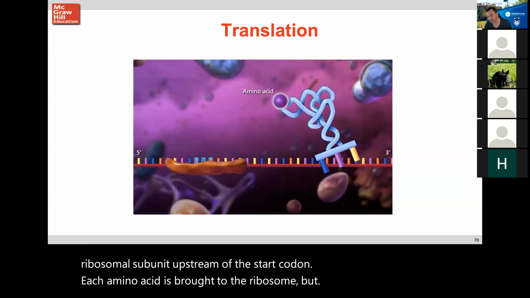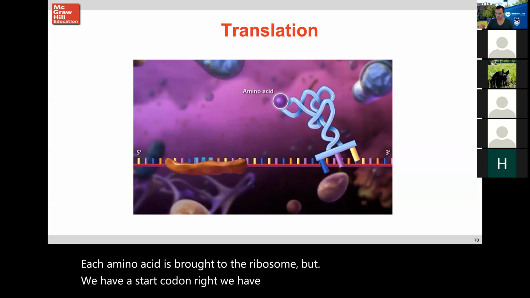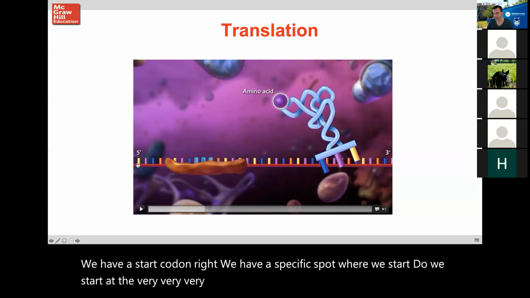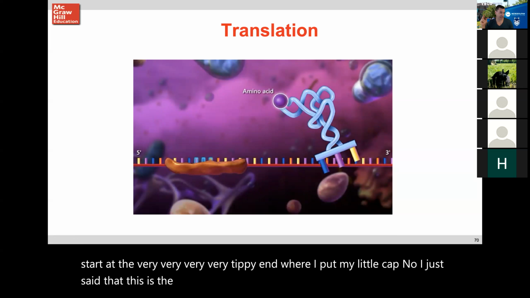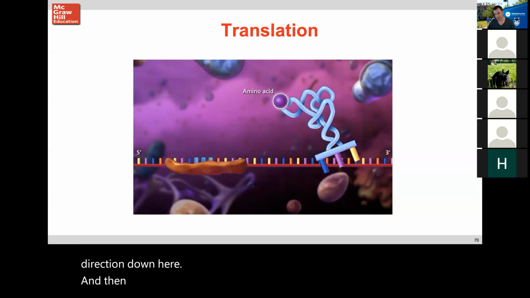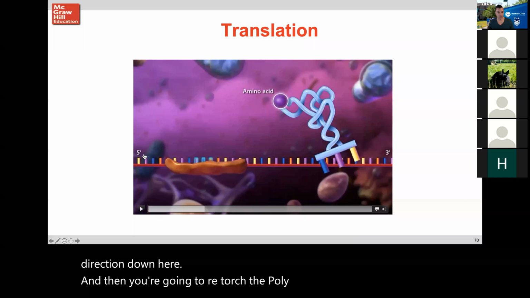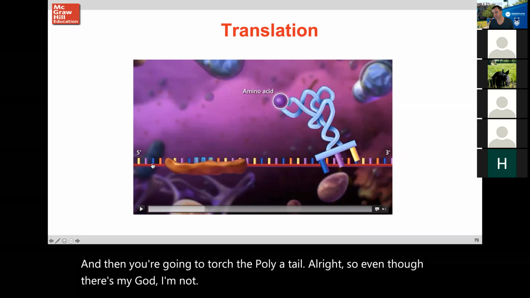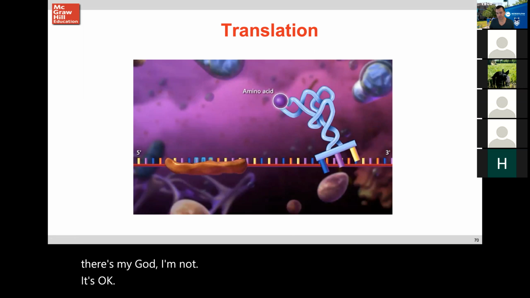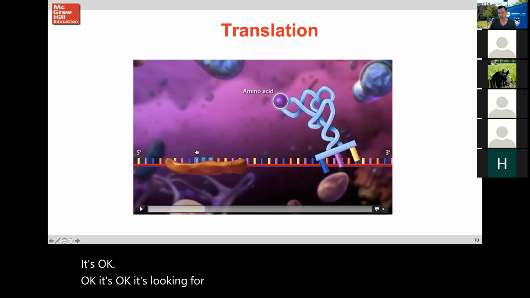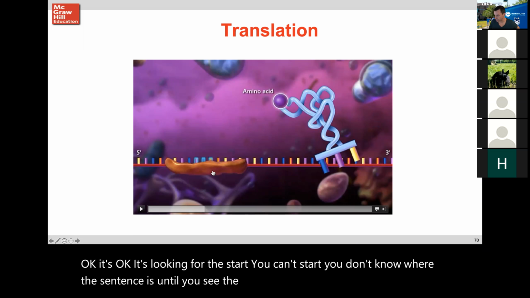We have a start codon, right? We have a specific spot where we start. Did we start at the very tippy end where I put my little cap? No, I just said that this is the head and you should start reading down in this direction, and then you're going to read towards the poly A tail. It's okay. It's looking for the start. You don't know where the sentence begins until you see the capital letter, the capital word.